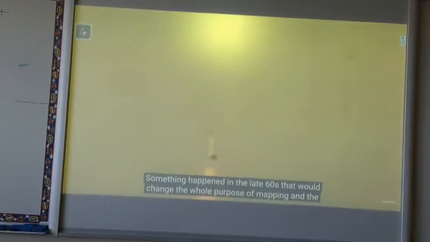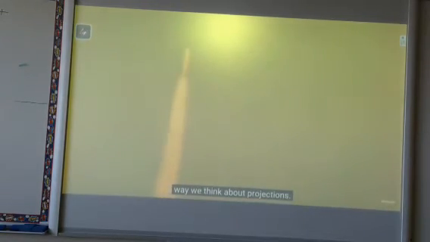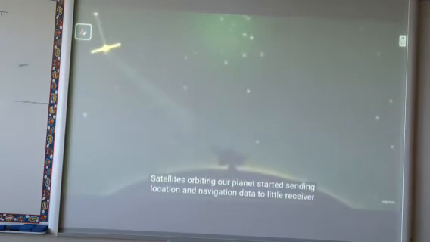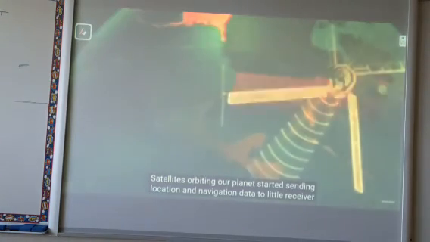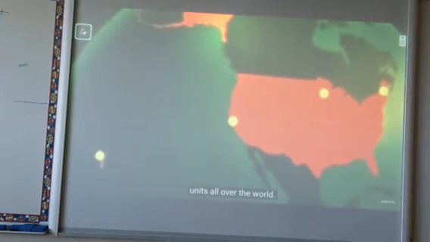Something happened in the late 60s that would change the whole purpose of mapping and the way that we think about projections. Satellites orbiting our planet started sending location and navigation data to little receiver units all around the world.